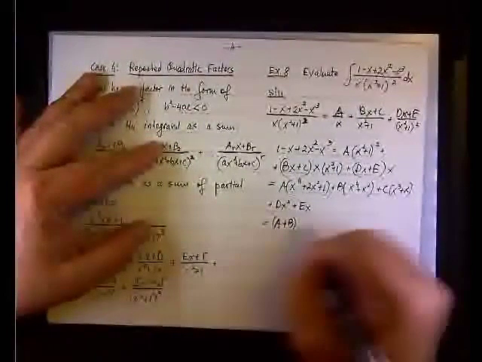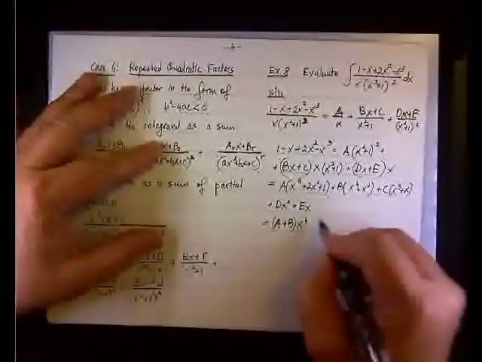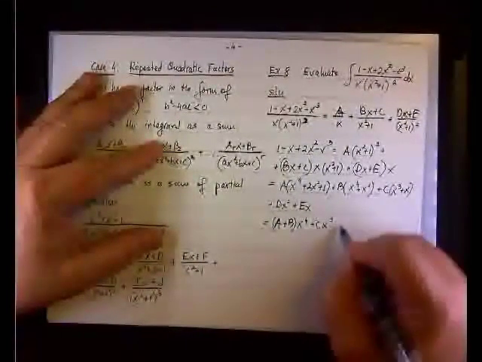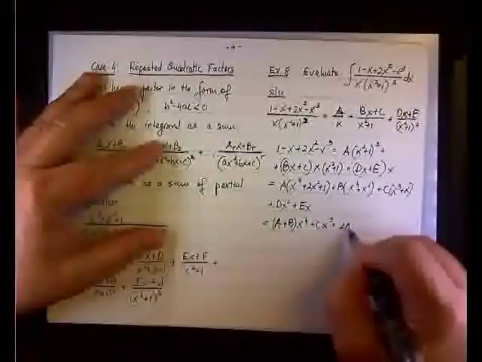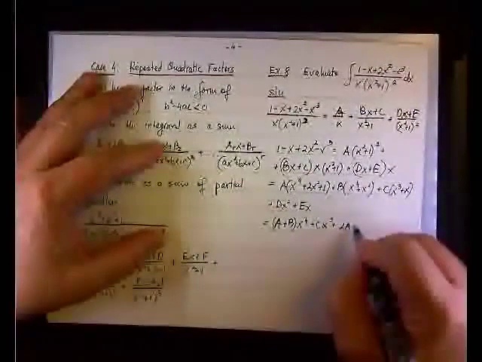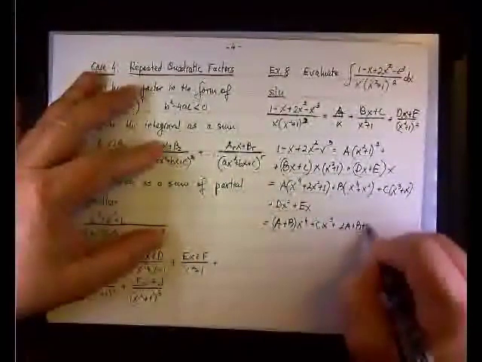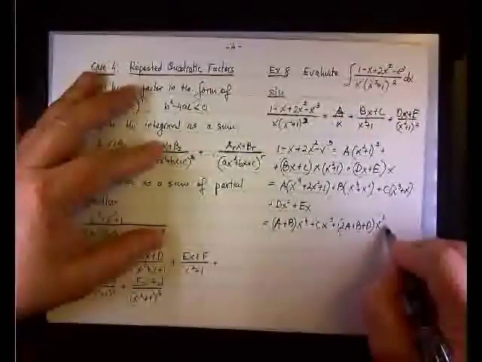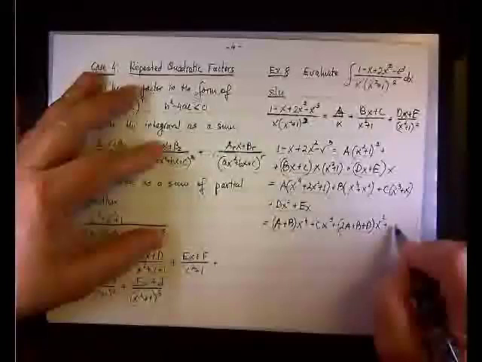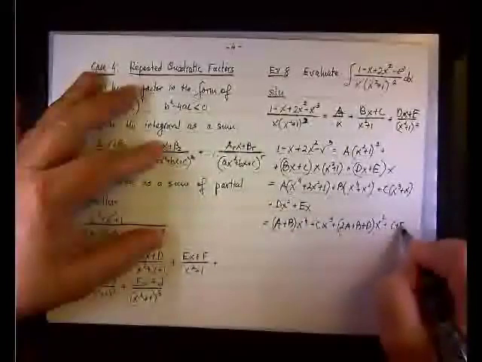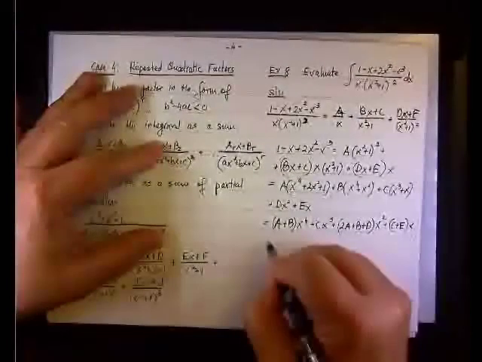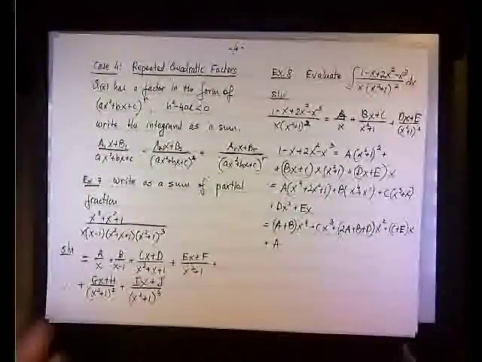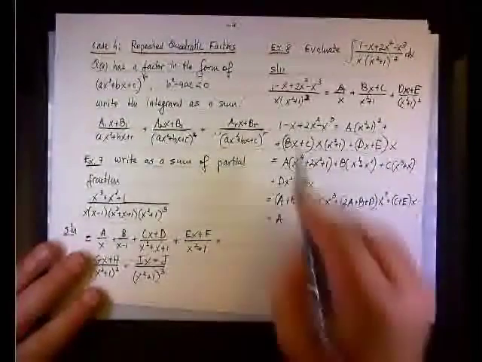Compare coefficients. It will be A plus B times x to the fourth, C times x cubed, 2A plus B plus D times x squared, C plus E times x, and the free coefficient is A. And now we can compare, and we come up with this system.